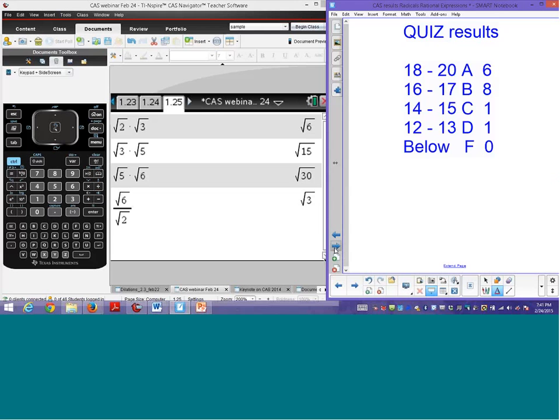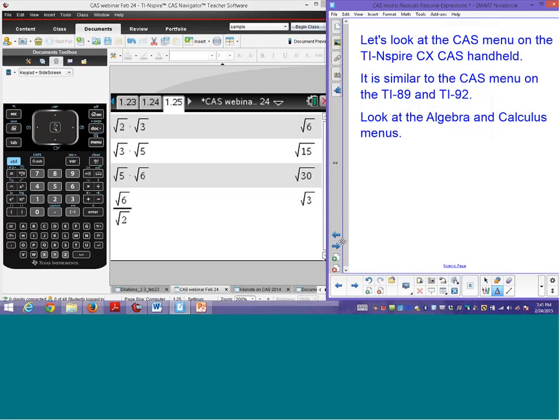Now, I did the same thing with another thing. Hopefully we'll have some time later to show you how I work with rational expressions. But before we do that, I'd like to look at the computer algebra system menu on the TI-Nspire CAS handheld. If you have other CASs, you can do this also, but I want you to see all the power that's available there.